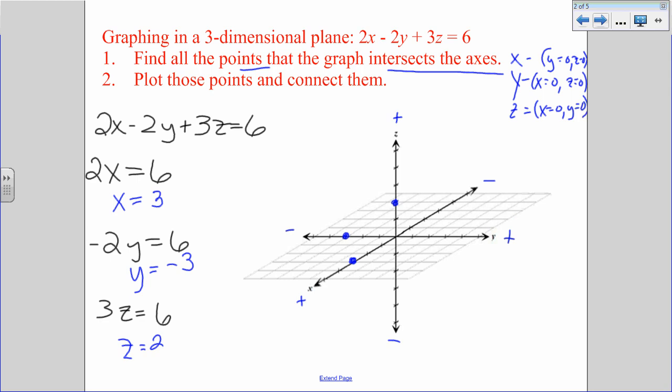3 dimensions, ladies and gentlemen, now creates what's called a plane. So it's an actual figure. So we are going to connect these 3 points, and we are going to create a triangular shaded region.